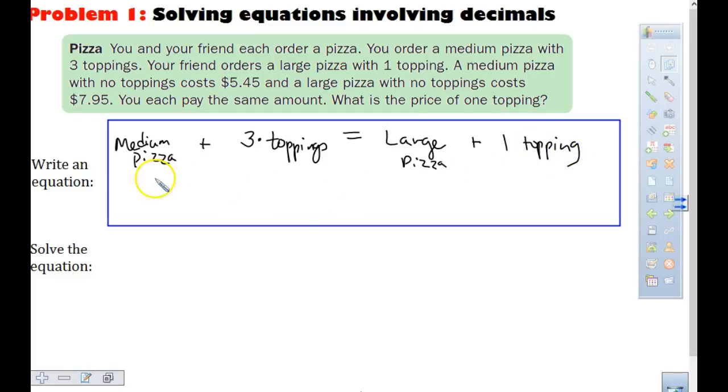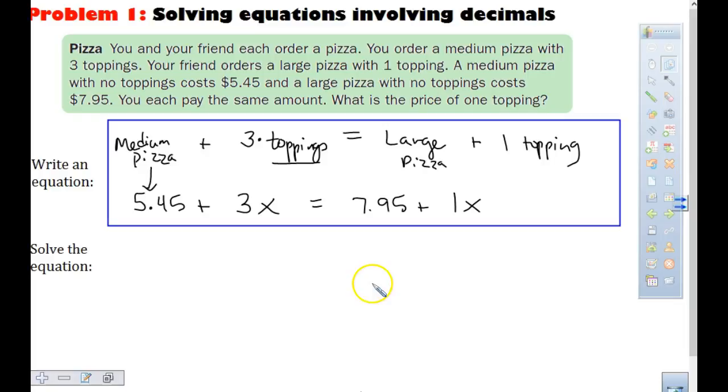So what does our equation look like if we want to put in the dollar values? Our medium pizza, 5.45, plus 3, and I'm going to use X for toppings. So X in our case stands for toppings. And the reason I use X is that I think T looks like a plus too many times. I hate when they use T's. So I'm going to change it to an X for our toppings, okay? Equals our large price, which was $7.95, plus 1X.